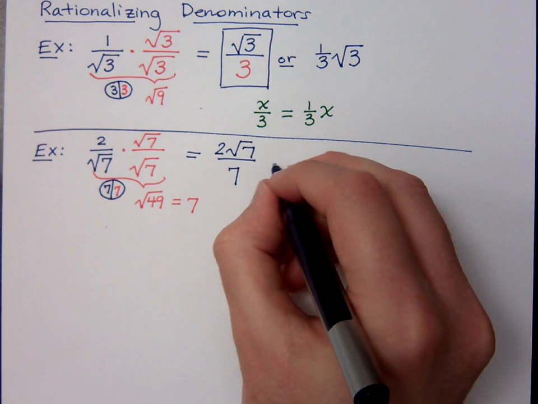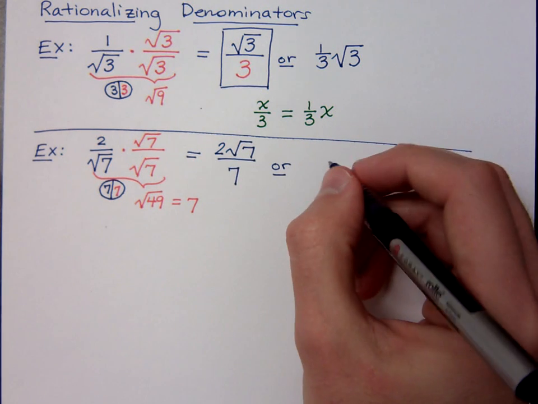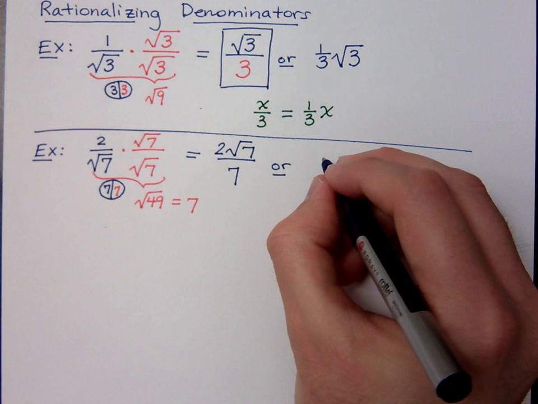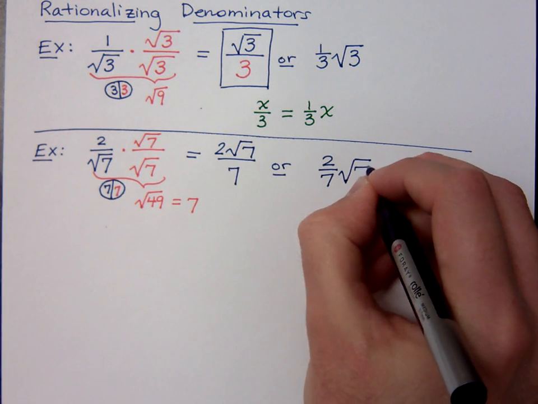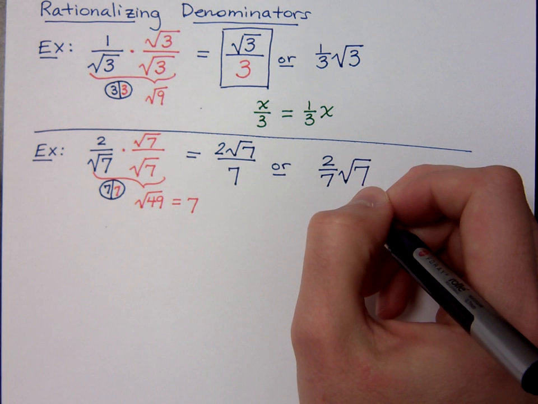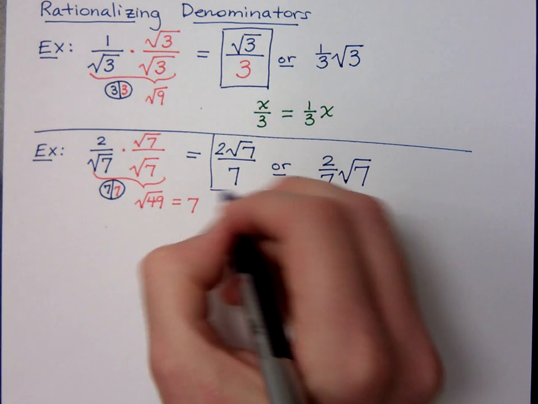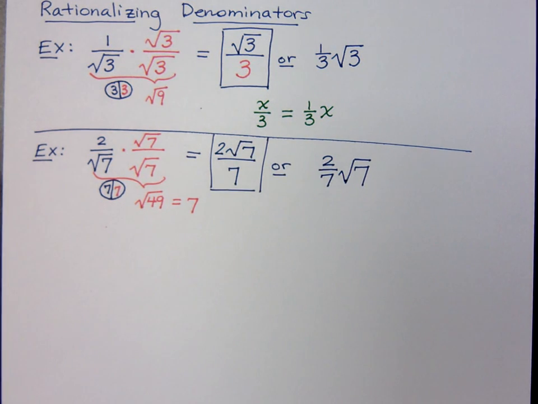So you can write it like that, or how else can you write that? It would be 2 sevenths, square root of 7, right? So again, I don't really care which way you write that. Is that okay?